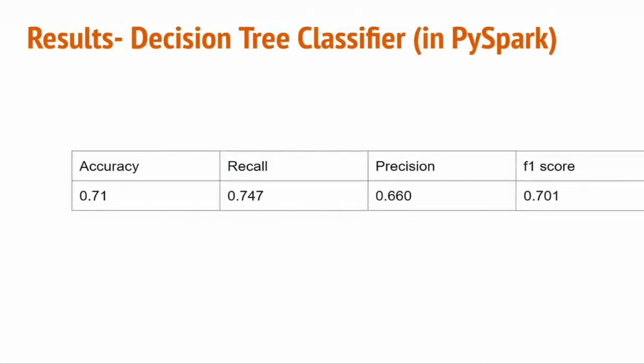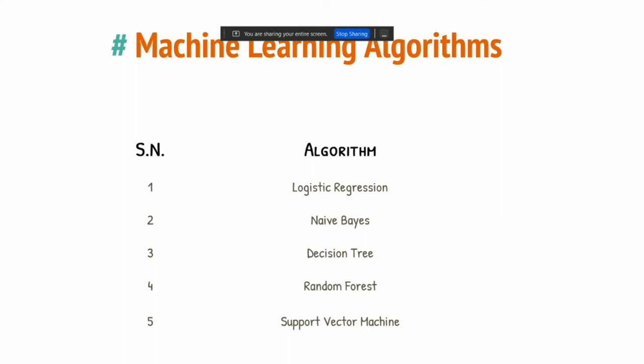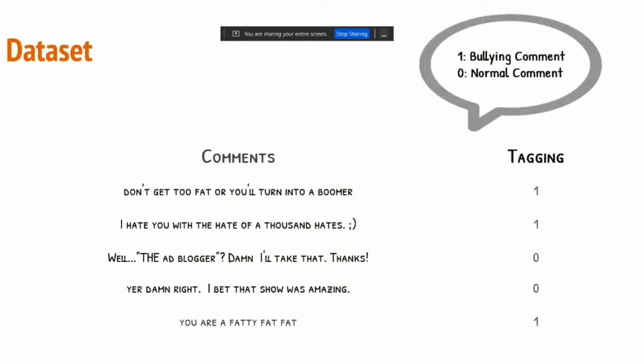Now, Yashasvi will continue. In our work, we have used five machine learning algorithms. The first one is logistic regression. The second, naive Bayes. Third, decision tree. Fourth, random forest. And the fifth one, support vector machine. Our dataset looked something like this, where we had textual comments from social media sites, and they were tagged as 1 or 0, depending on whether they had a bullying comment or a normal comment. This is a comment which does not contain any cyberbullying text.